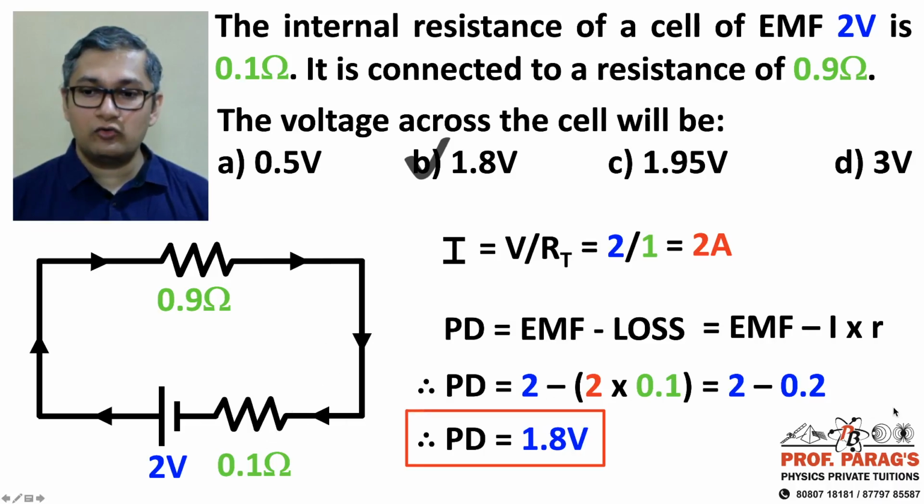So that 0.2 volts, which I found out, is getting lost within the cell. Okay, so that's the idea here. So 1.8 volts. It's very simple. Again, it's a substitution MCQ. You can't do anything if you don't have the football. You can't play football without a football.